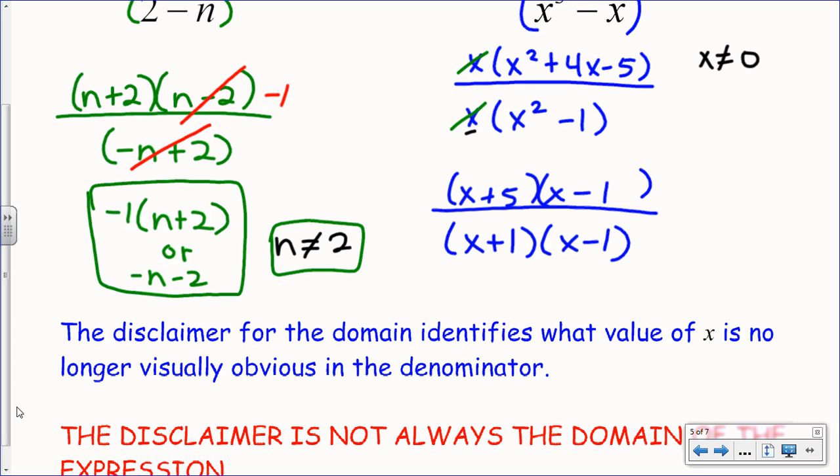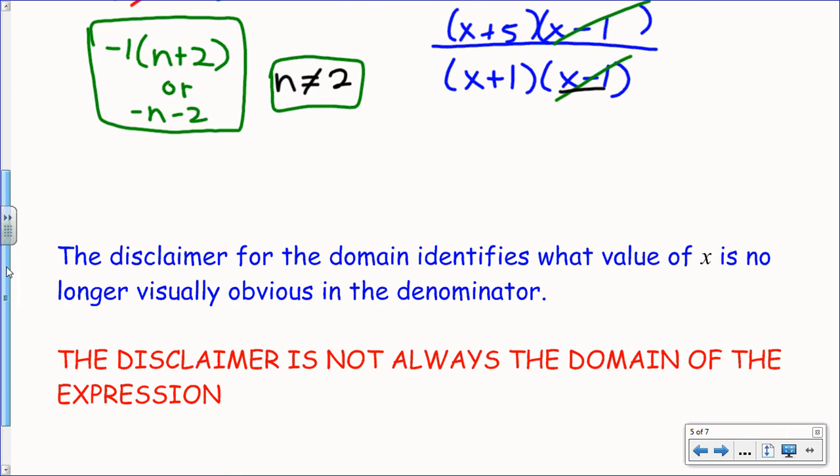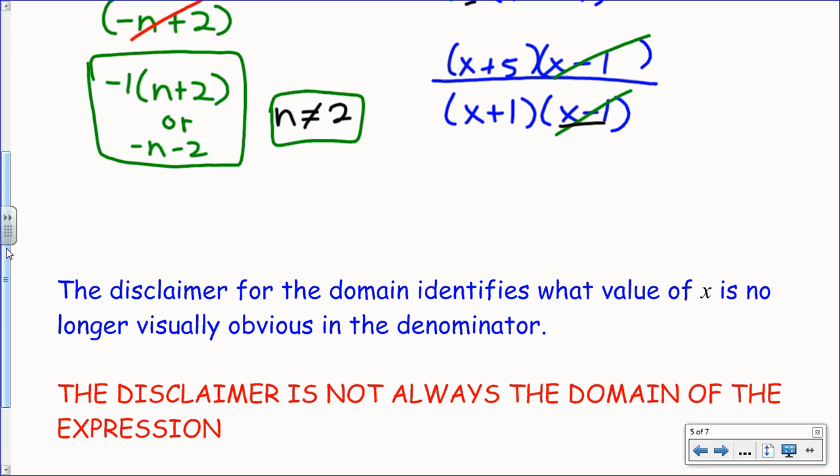Any factors that will cancel? Your x minus 1s. Alright, so for this, my disclaimer should be positive 1. 1 minus 1 is 0. Okay? So then my answer that I'm left with is x plus 5 over x plus 1. You can keep the parentheses around them, that's fine. But when it's just a single expression, you don't have to have the parentheses.